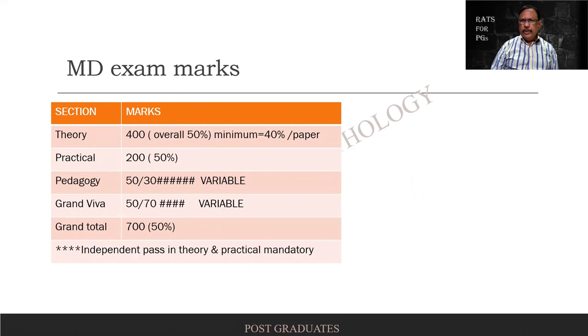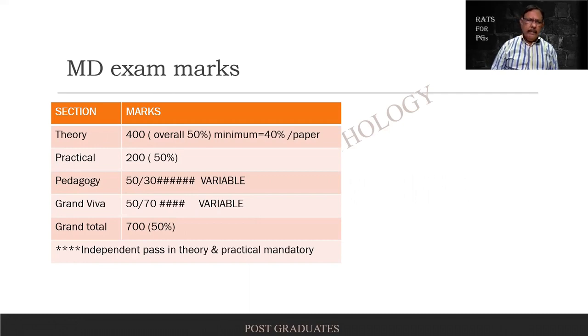The mark distribution. All of you know about it. It is again a kind of a revision. The theory, overall it is 400, of which the student should score 50%. And then there should be a minimum of 40% per paper.